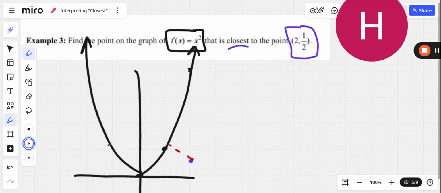Maybe a little bit past 1. I don't know for sure, but it seems like it would be a little bit past 1. Here's 1. So maybe around x equals 1.1 or 1.15 or something.